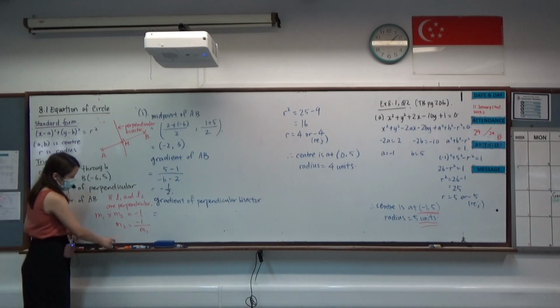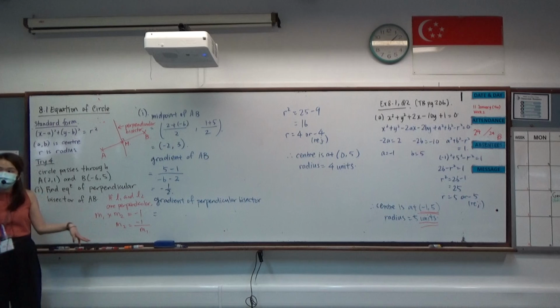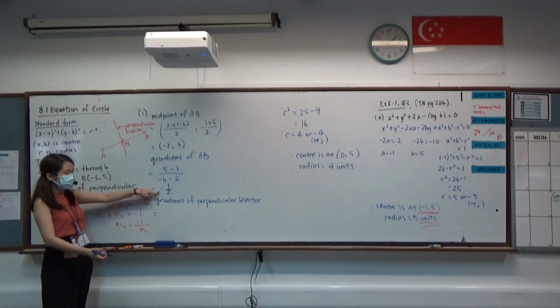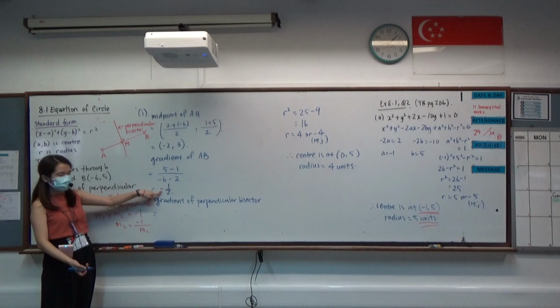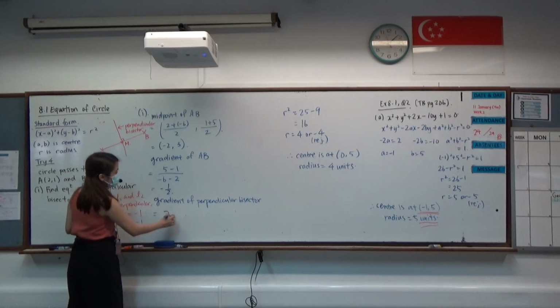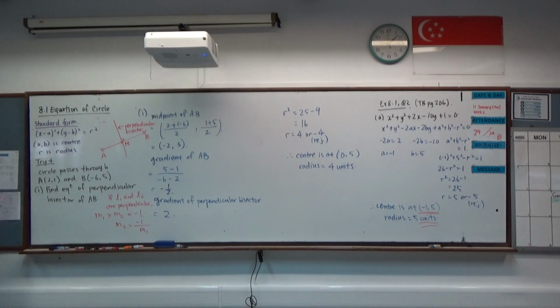So what we can do instead of going through so many steps is that you negative this number, so negative negative become positive, right? And then reciprocal means that we flip the fraction, right? So we get 2 for the gradient of the perpendicular bisector. Okay.